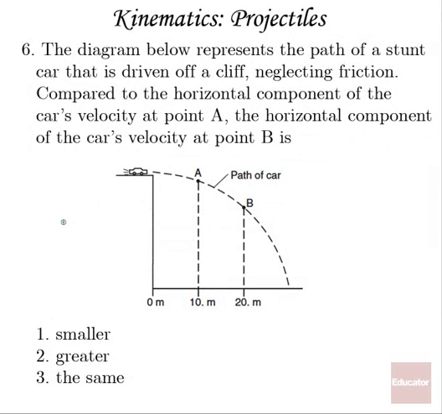One more. This diagram represents the path of a stunt car driven off a cliff, neglecting friction. Compared to the horizontal component of the car's velocity at A, has some velocity at A horizontally. The horizontal component of the car's velocity at B is, well, we've hit that a couple times already just on this page of the worksheet. The horizontal velocity isn't going to change. Gravity only pulls down. So in this case, the horizontal component of its velocity is still going to be the same.